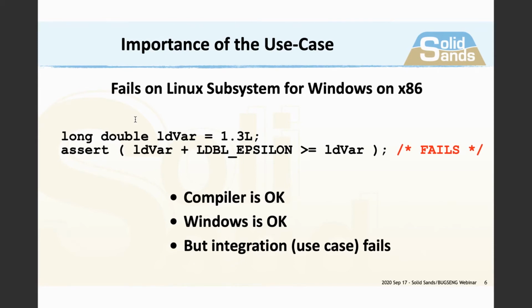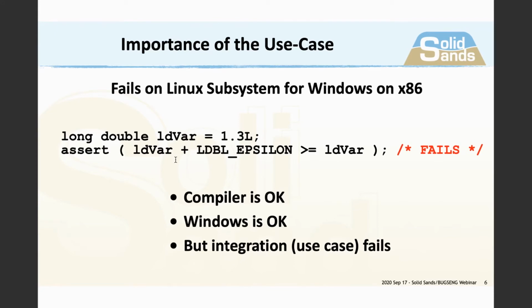And in this case, I used a Linux compiler, an LLVM or GCC compiler, and I compiled and executed this piece of code. So I have a long double variable. I initialize it with a value of 1.3, and then in the assertion, I add a small positive value to 1.3. Normally you would expect, of course, that the resulting value is at least equal, but probably larger than the original value of LDVAR.